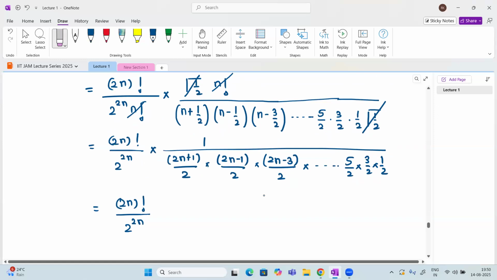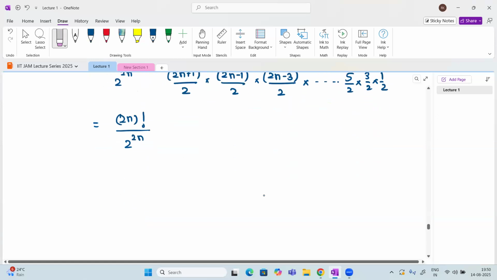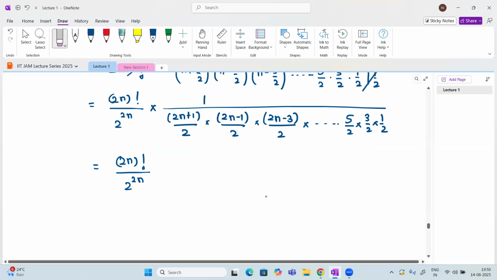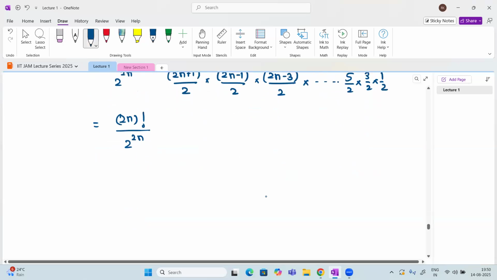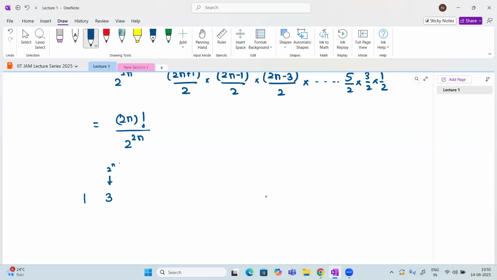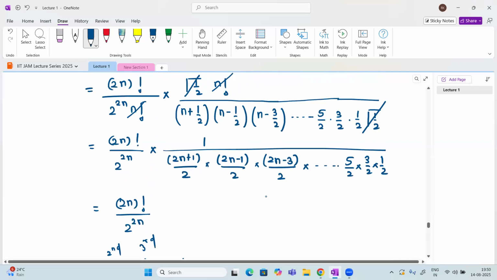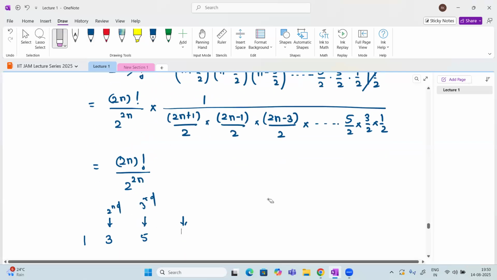See, this is n plus 1 odd numbers. We are getting the point. This is the first odd number. This is the second odd number. This one is the third odd number. So 2n plus 1 is the (n plus 1)th odd number. Yes, sir, n plus 1, you're right.